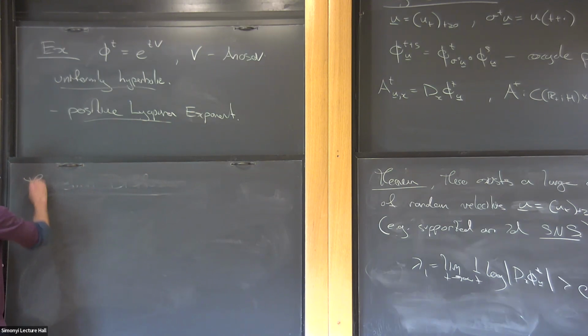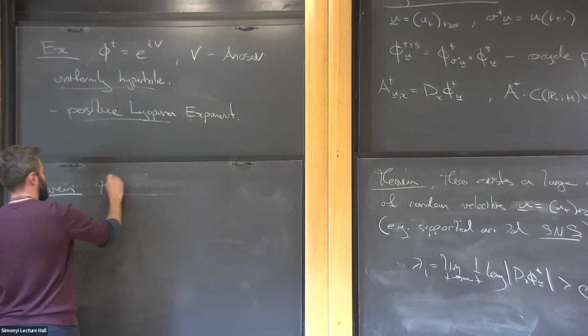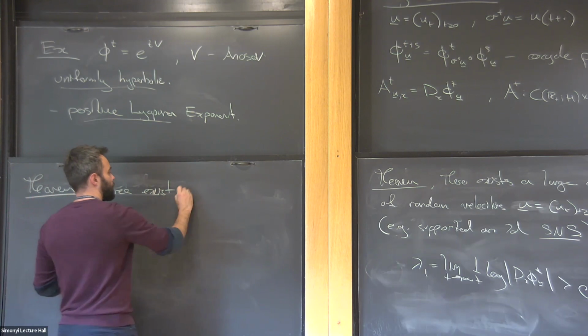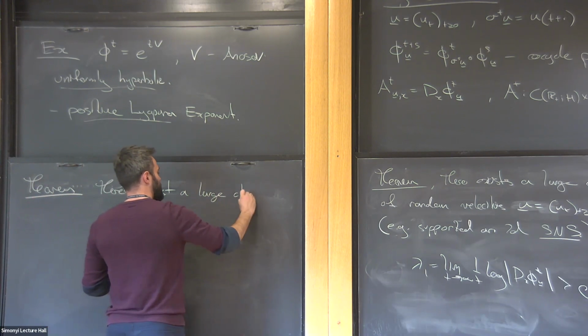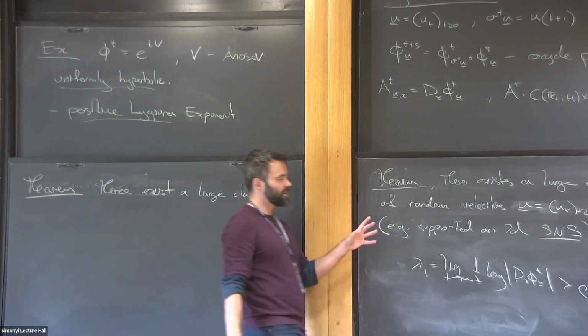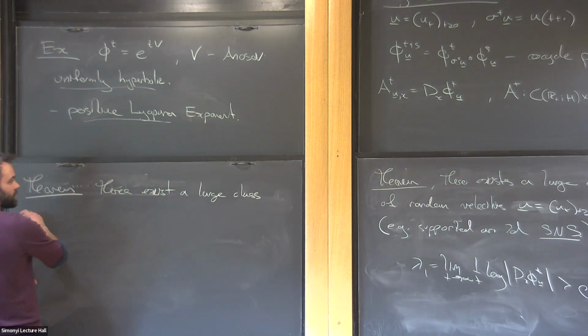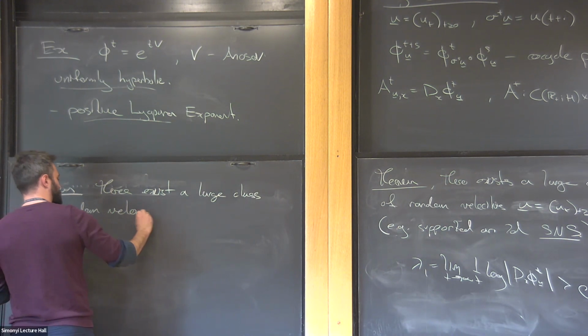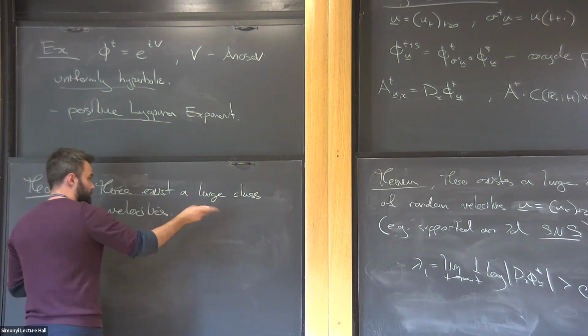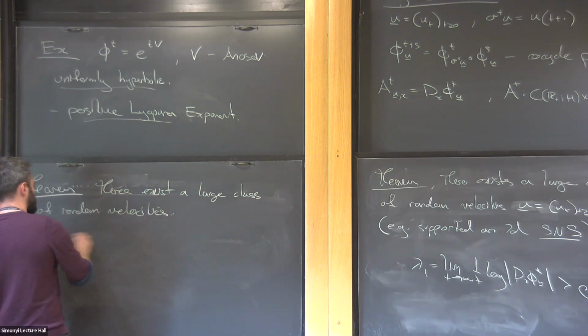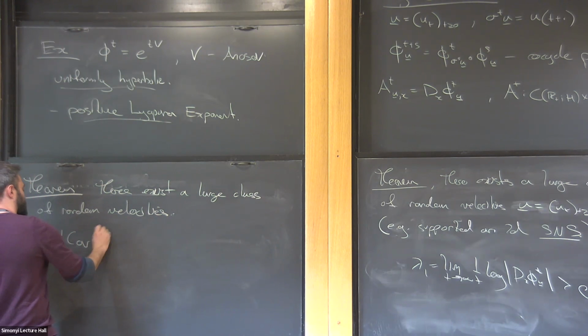So I'll mention the pseudo-theorem again. There exists a large class, although potentially not as big as this class, which is interesting to mention, but there exists a large class of random velocity fields, for instance, supported on 2D stochastic Navier-Stokes, which is an example such that we have exponential mixing.